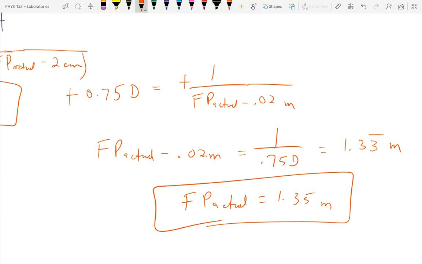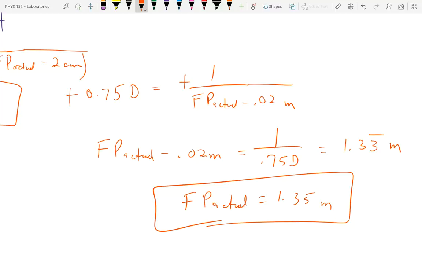And as you can tell, 1.35 meters is pretty far away. It's not very bad vision at all. Just so you know, it's pretty good vision. So you can go and check what your prescription should be. Now, what if Michaela decided that she wanted to get contact lenses instead of eyeglasses? Would that change her prescription?